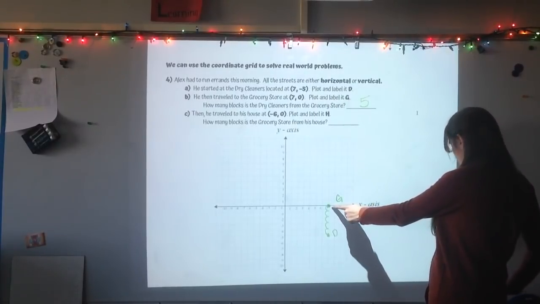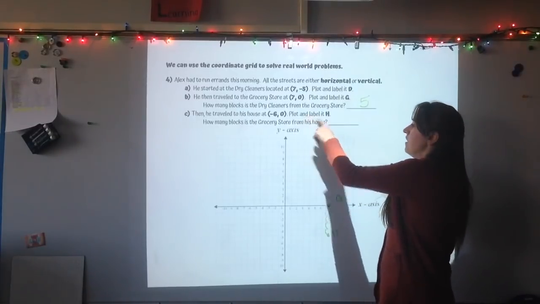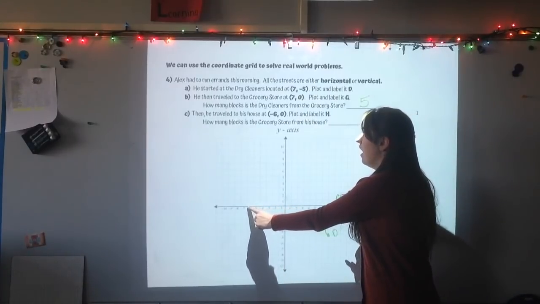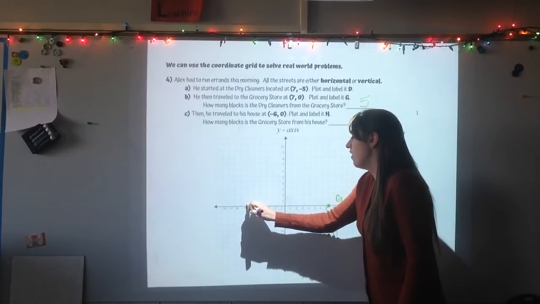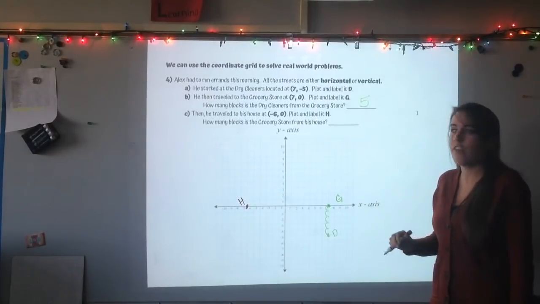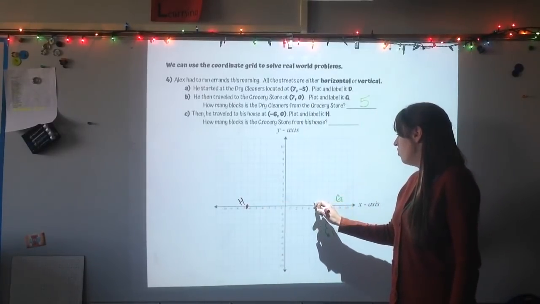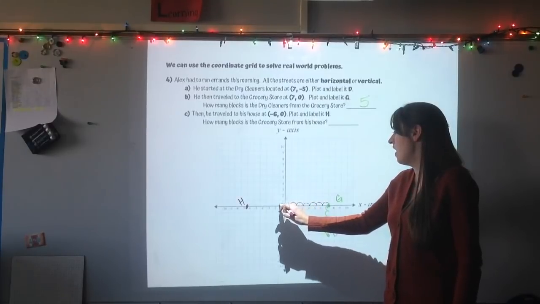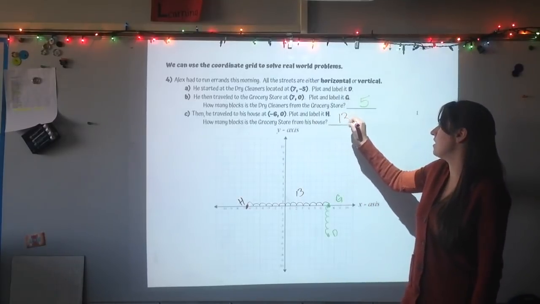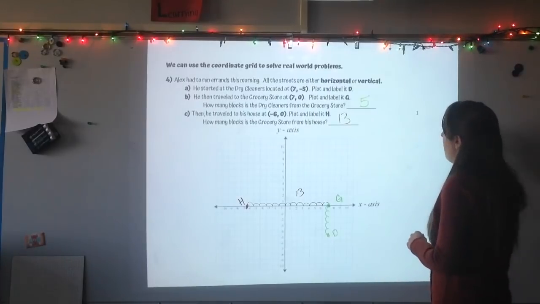Then from this point, he's at the grocery store right now, he's traveling to his house, which is at (-6, 0). We're going to plot and label it H. So negative 6 is 6 to the left, 0 means we stay right on the axis right there. And I'm labeling it H for his house. And now again, we're going to find the distance from the grocery store to the house. So I'm going to count. 1, 2, 3, 4, 5, 6, 7, 8, 9, 10, 11, 12, 13. So the distance from the grocery store to the house is 13. Let's look at another example.